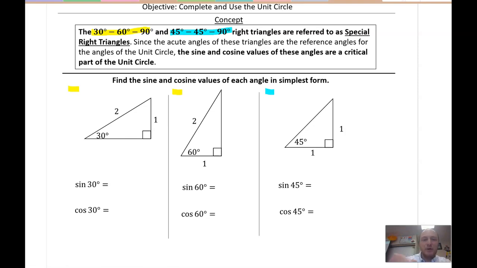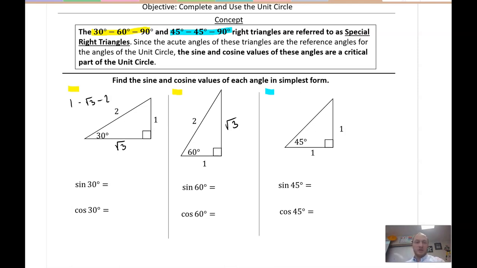The pattern for a 30, 60, 90 triangle is that the side lengths are 1, √3, and 2, corresponding to your angles. The biggest angle has 2, the smallest angle has 1, and the 60-degree angle forms √3. If you wanted to verify this with the Pythagorean theorem, a squared plus b squared equals c squared, be my guest, or you can take my word for it. Those relationships between the side lengths always hold.